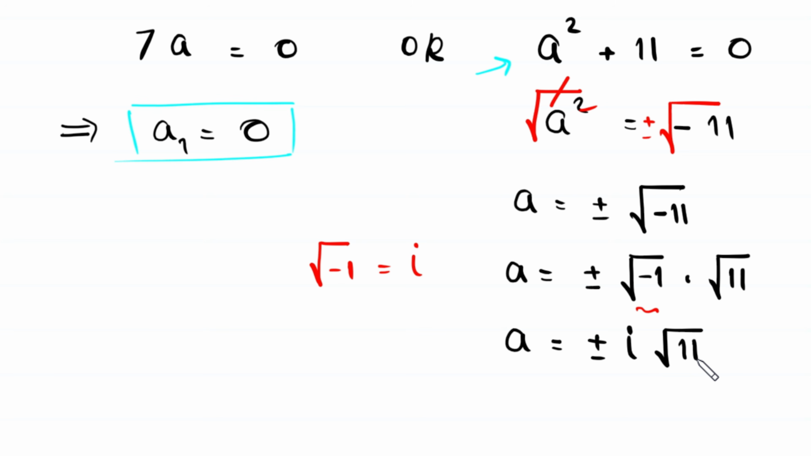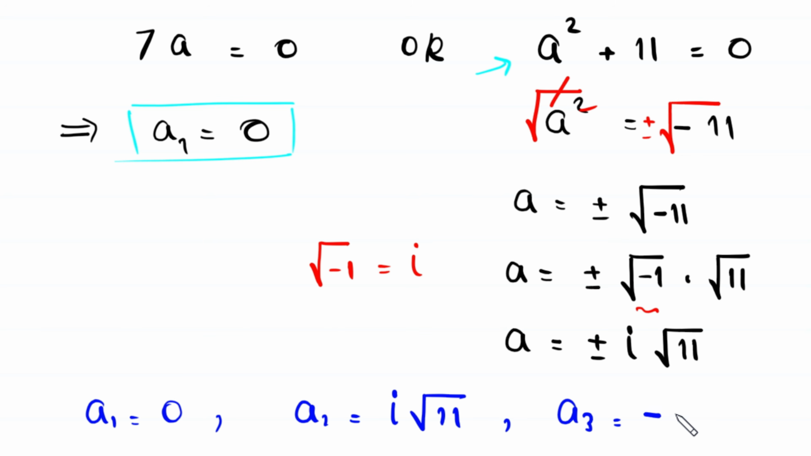It means that we get three solutions for this equation. The first one is 0, second is equal to i times root 11, and third is equal to negative i times root 11. This is the final answer of this problem.